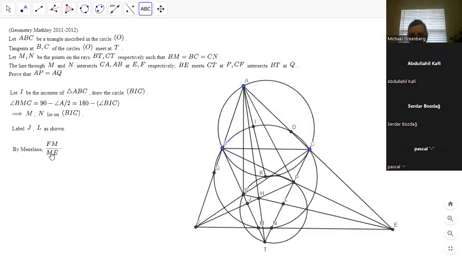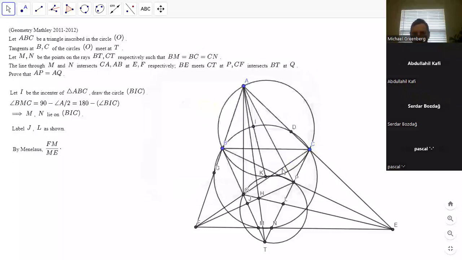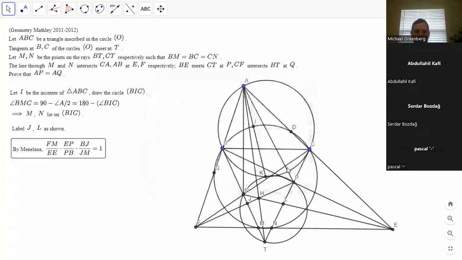Now, FM over FE times EP, okay, we want J and L. FM over FE times EP over PB times BJ over JM equals 1. And then we also have BQ over QM equals BC, or I'll say EP over PB right here is equal to EN over BC.